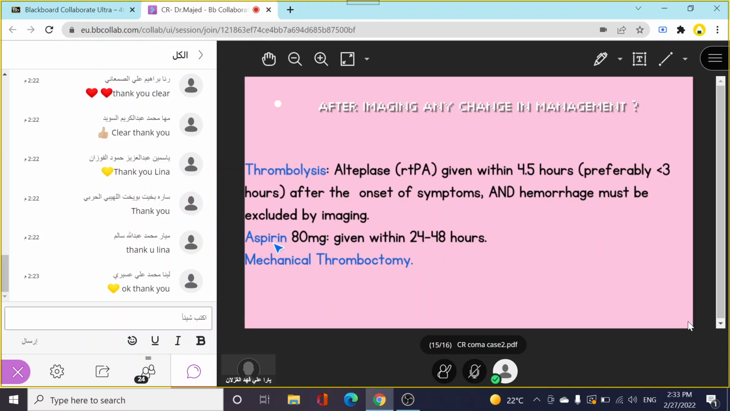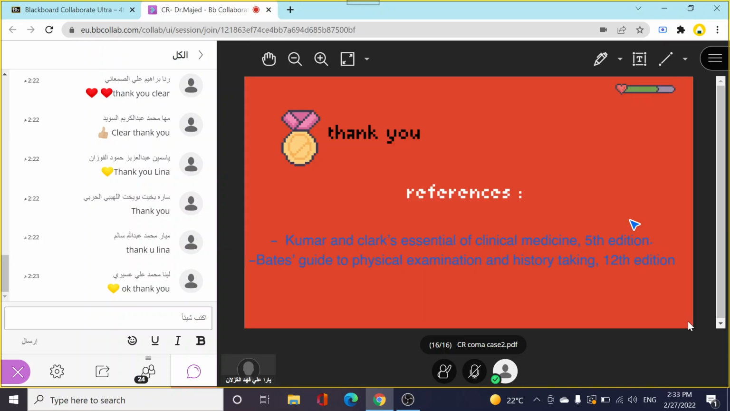And then antiplatelet: we will give aspirin 80 milligrams within the first 2 days. And mechanical thrombectomy, since the artery that is occluded is a large artery. That's all. Thank you.